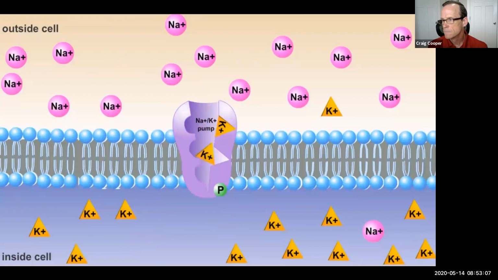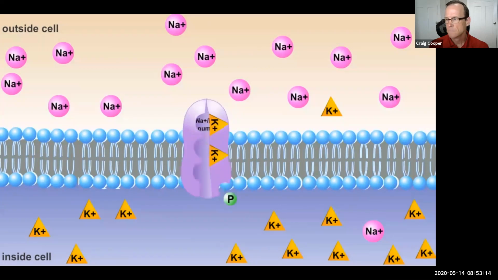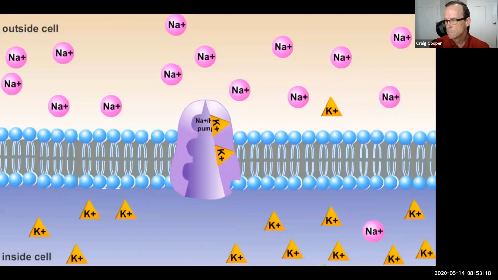Next, 2 potassium ions position themselves within the carrier protein, causing it to undergo another change in shape. In the process, the phosphate molecule is released. Once the phosphate molecule is released, the carrier protein expels the potassium ions into the interior of the cell. The carrier then resumes its initial shape, completing the cycle.